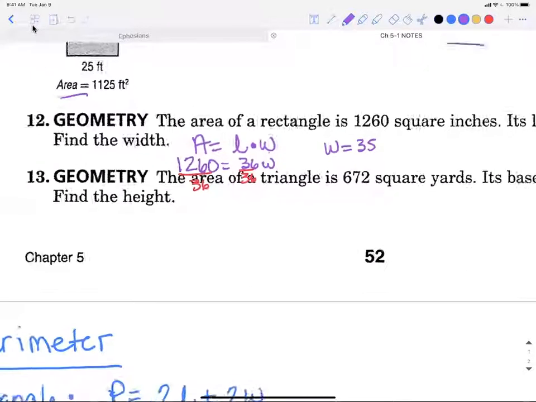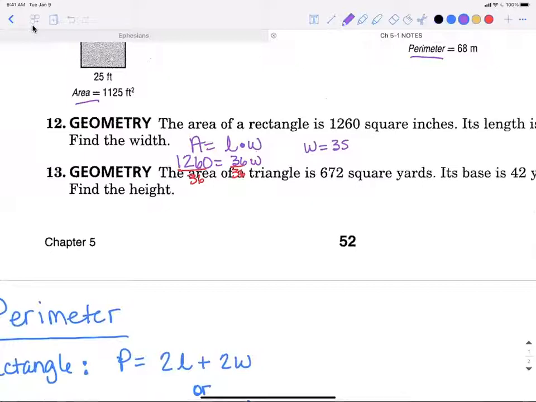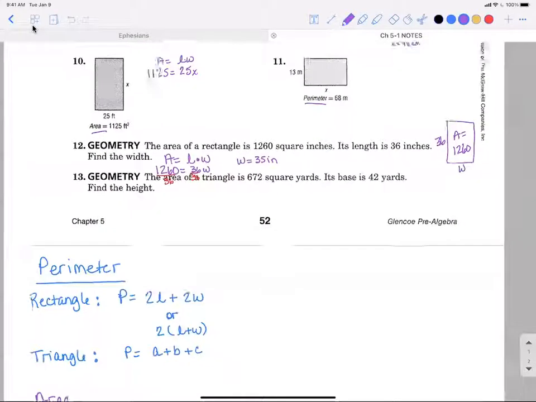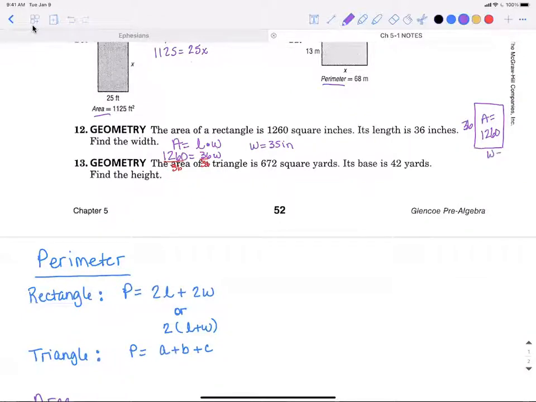And how would I label this? Yes, inches. And again, it's not squared because this is just simply my 35-inch side. This is my 36-inch side. And my area was inches squared inside. Okay.